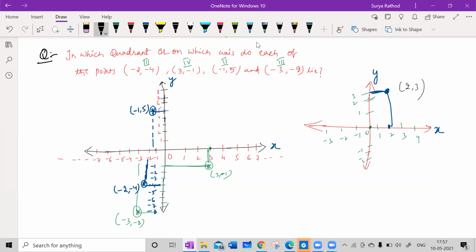Clear? I asked you 2. 2 means x. On x I have to plot 2, and on y I have to plot 3. So 3 is straight here. The point of intersection of these two lines is my position. Clear? Any doubt? No, sir.